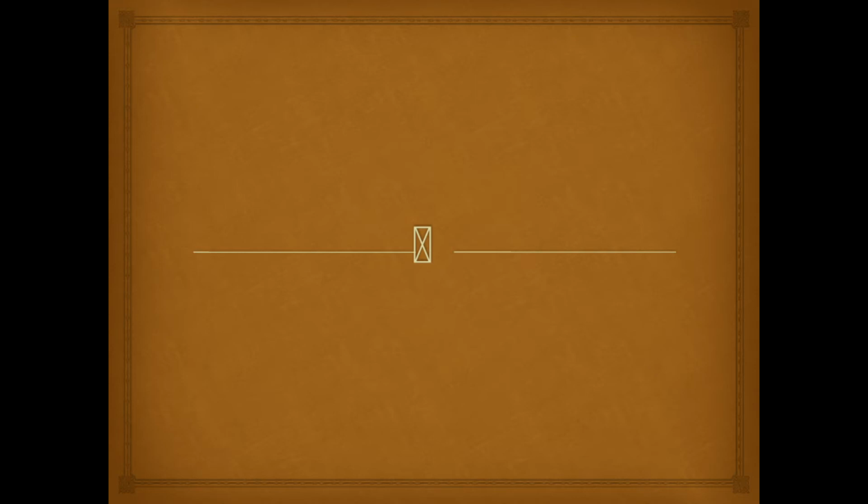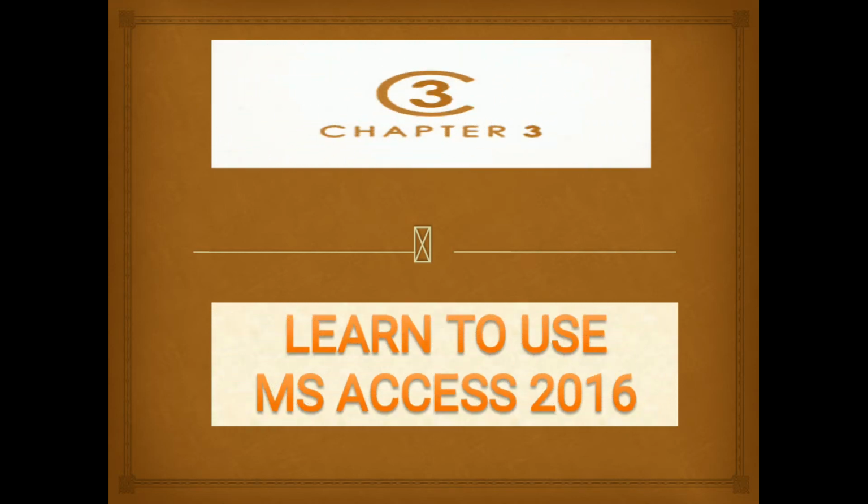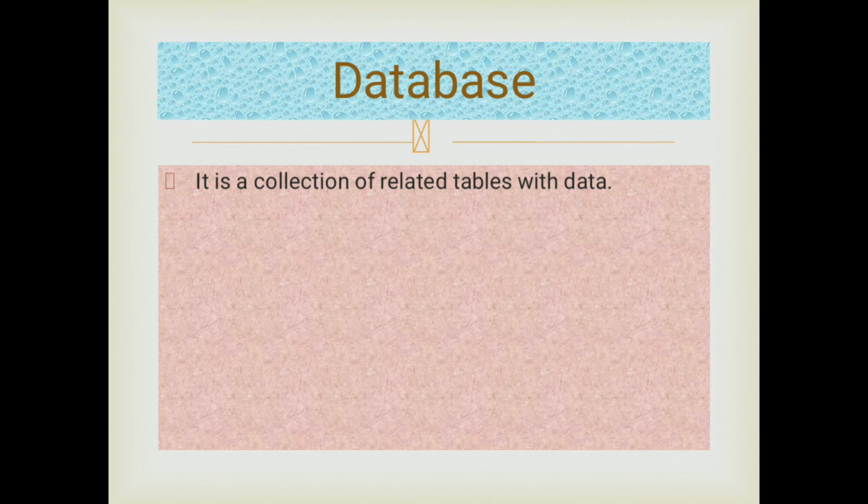Today we are starting our chapter number 3, Learn to use MS Access 2016. Before moving to MS Access, first we have to learn what is data and what is database. First, what is data? Data simply refers to raw facts and figures. When data is processed for some meaning, it becomes information. Next is database. A collection of related tables with data is called a database.